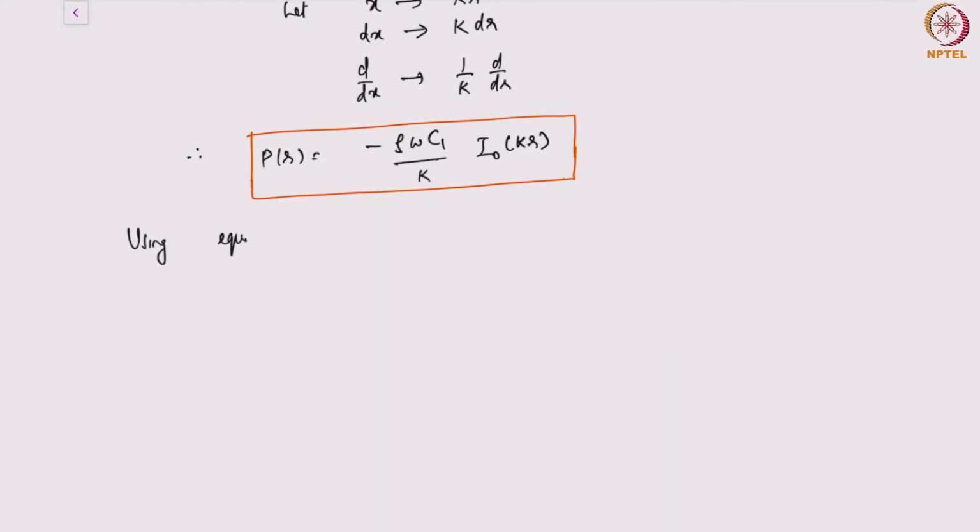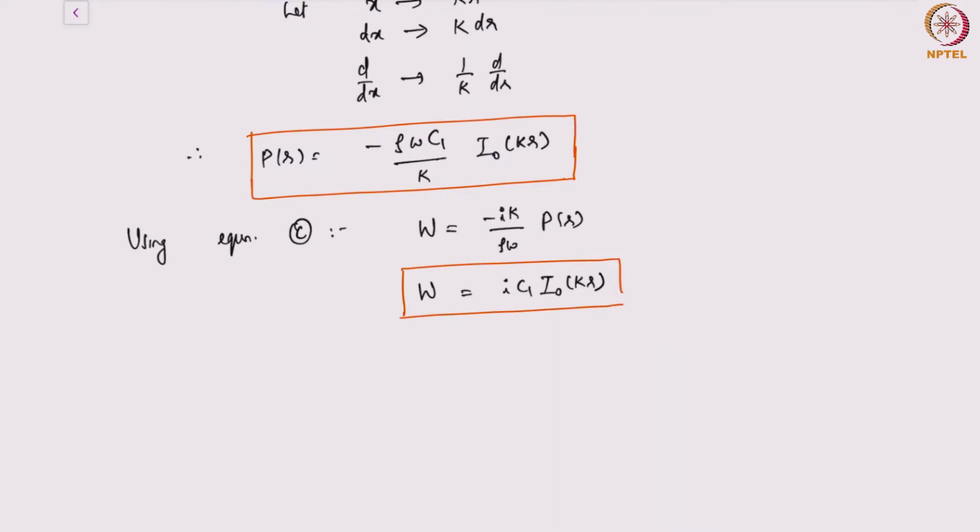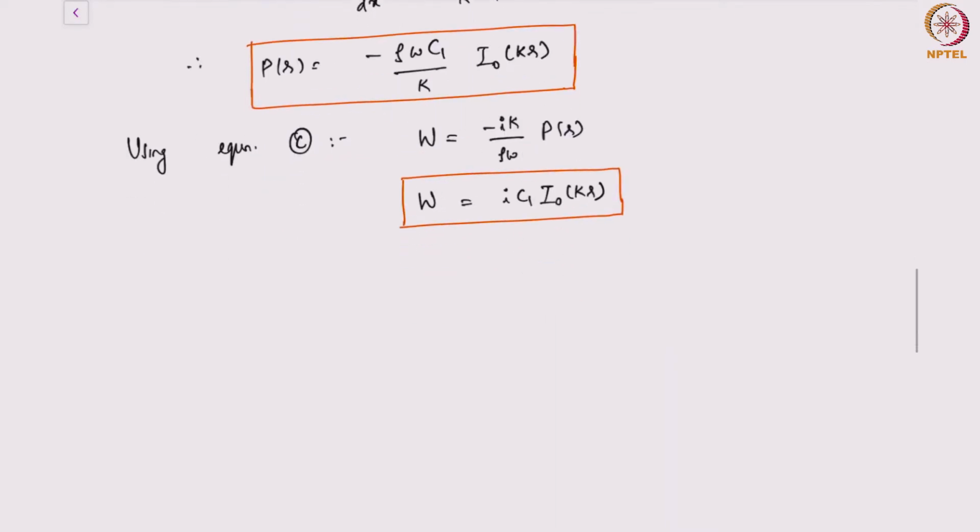And using the last equation C that we have, we have now a relationship between the axial velocity W and pressure, and that relationship goes like this: W equals Ik by rho times omega of P of R, right? And what do I have now? If I substitute the expression for P of R, I get I C1 I0 of KR. This is the expression for W, right?